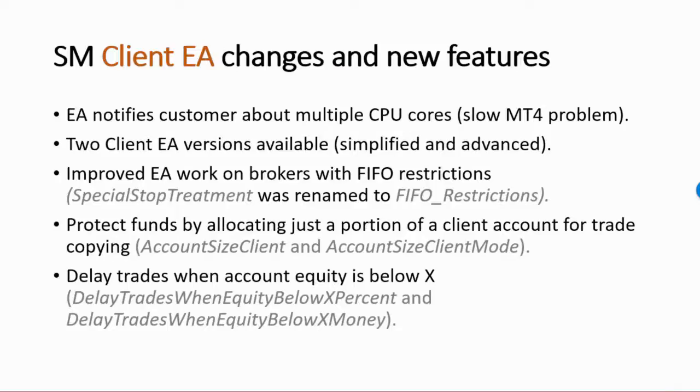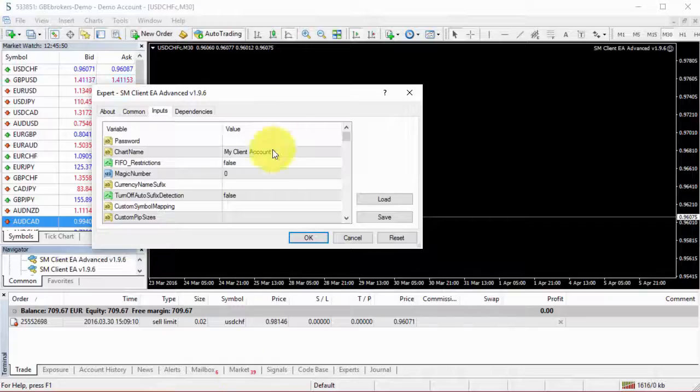Okay, so the next thing is that I have improved the EA to work on brokers with FIFO, first in, first out restrictions, basically. So the special stop treatment parameter was now renamed to FIFO restrictions, and let me show you that. And here we go. If you run the client EA on an account that has FIFO restrictions, like FXCM and other US brokers, you will have to set this to true.